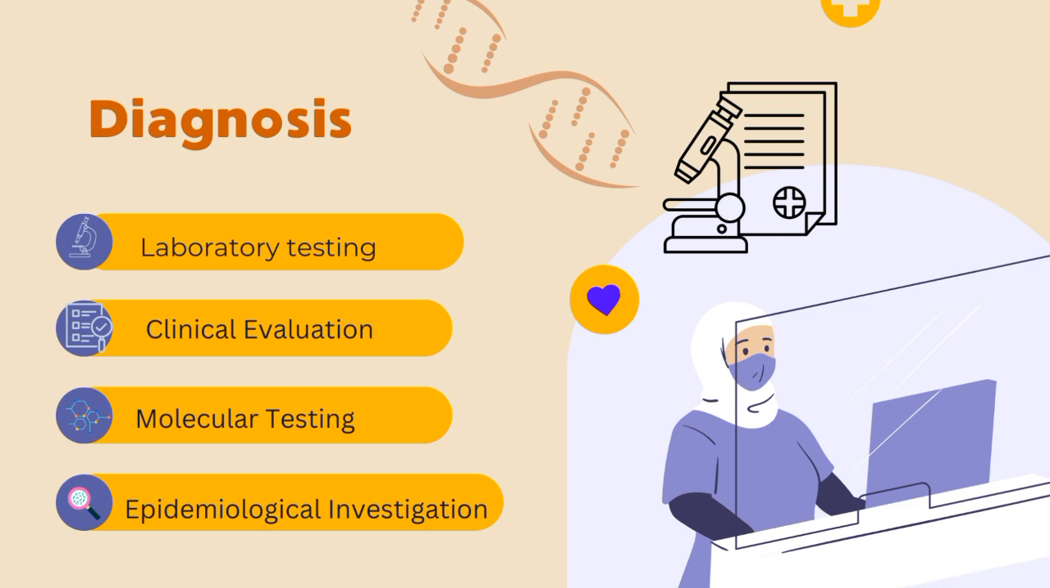Then we also have molecular testing. In addition to microscopic examination, molecular methods such as polymerase chain reaction, or PCR, may be used to detect genetic material of Cyclospora cayetanensis in stool samples. And lastly, we have the epidemiological investigation. In outbreak situations, epidemiological investigations may be conducted to identify common sources of infection, such as contaminated food or water. This can involve interviewing affected individuals about their recent consumption history and tracing back the origin of suspected food items.